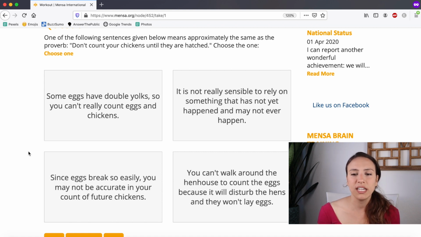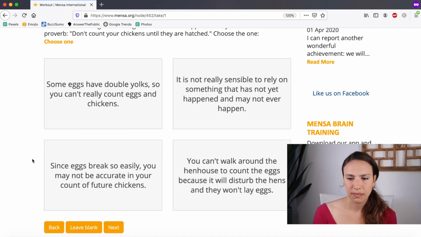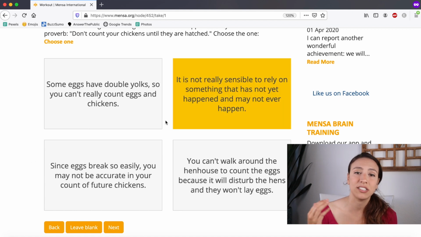So, don't count your chickens until they're hatched. In my own words, that would mean don't count on a certain outcome until it actually happens. And then this one about not relying on something until it actually happens is the closest to my prediction.